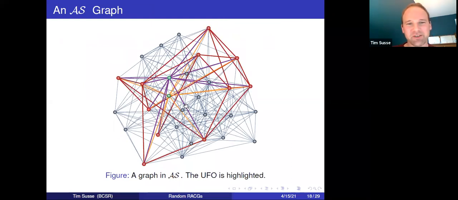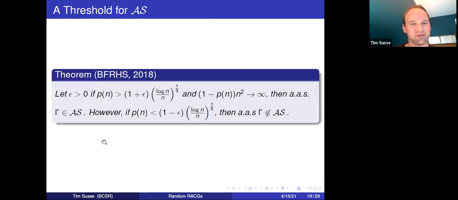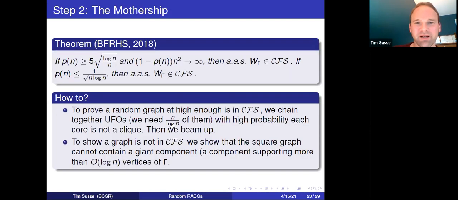For instance, that was our schematic picture, and this is the random graph from before that I produced. This graph actually has the AS property, and it looks a little bit different this time. The UFO is what I've highlighted here. Our vertices V1 and V2 are in green, and the rest of the UFO is in red. We proved in 2018 that if your density is at least 1 plus epsilon cube root log n over n, then asymptotically almost surely gamma has the AS property, and hence the CFS property. Actually, cube root log n over n is the threshold for this strong property AS. That didn't get us all the way down to square root log n over n. We had to work a little bit harder than that.